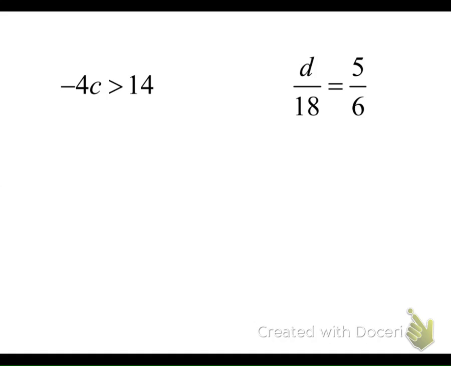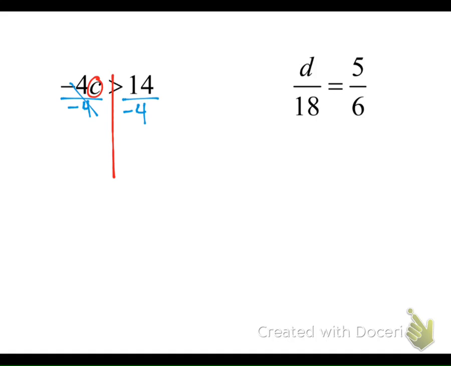Okay, last two. Negative 4c is greater than 14. Deontay, how do I get the c by itself here? What type of 4 is that? Very good. So I'm going to divide by negative 4.